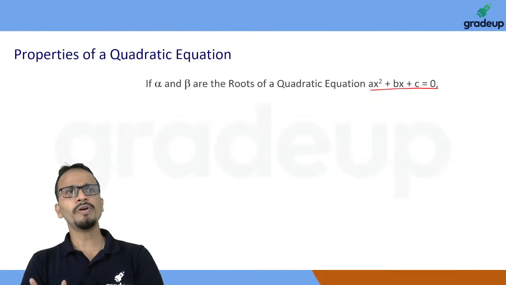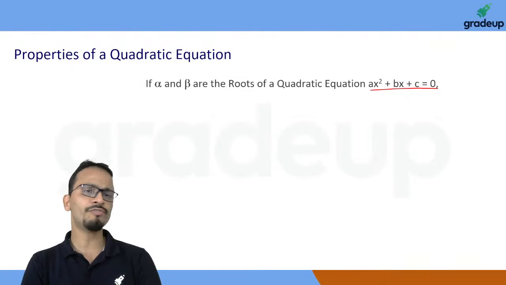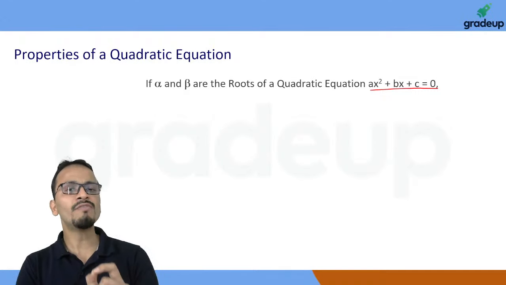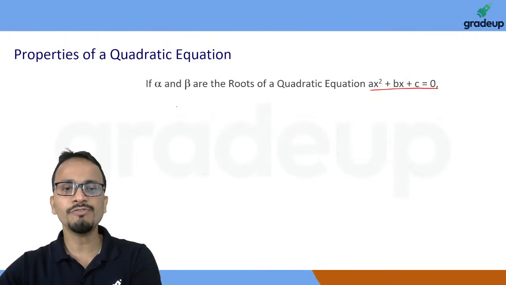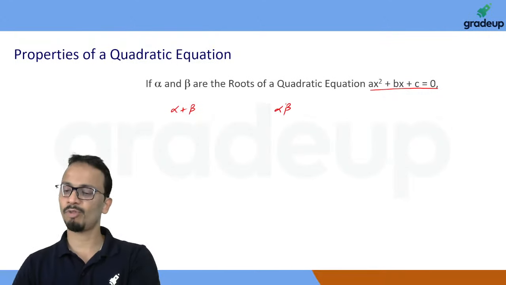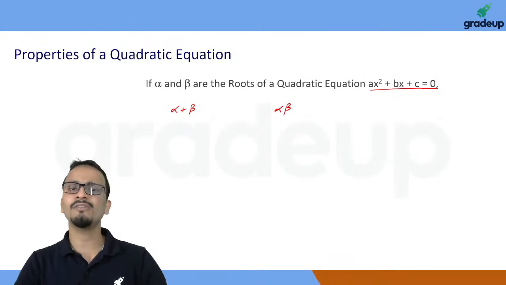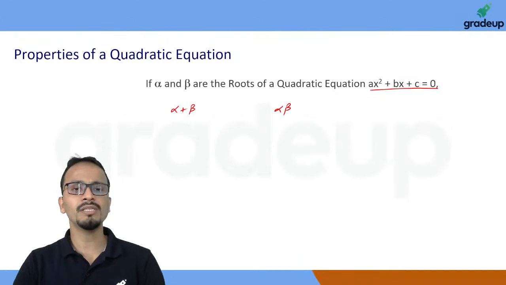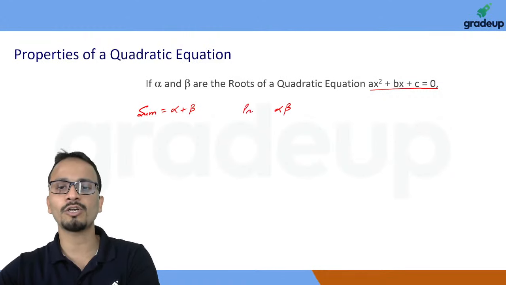Now if you have a way of finding the roots of a quadratic equation, that means you have a way of finding the values of alpha and beta. Then once you have got the values of alpha and beta, it will be very easy for you to find out the values of alpha plus beta and alpha beta. If you have already calculated the values of alpha and beta using the previous methods that I have explained, then it will be very simple to find out the value of the sum of the roots and the product of the roots.